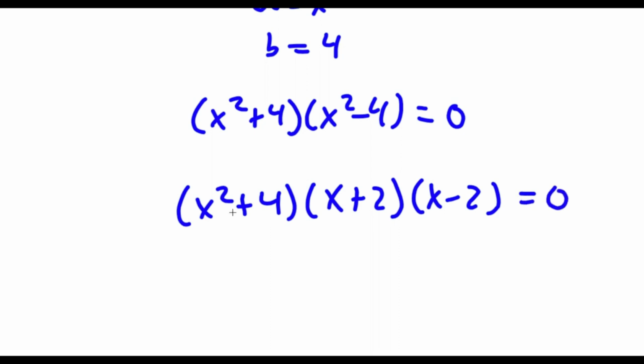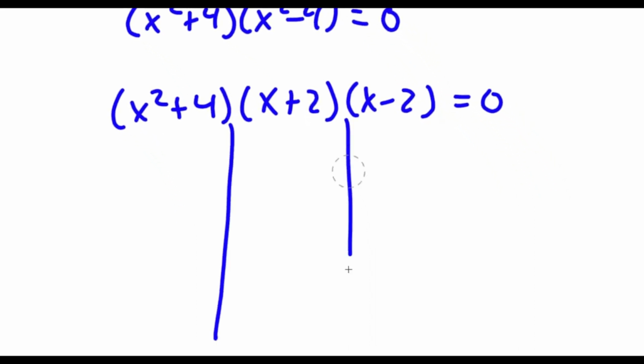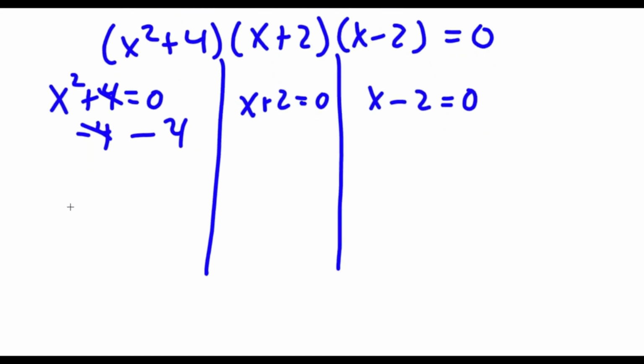So now this is going to give me three equations. I have x squared plus 4 is equal to 0, x plus 2 is equal to 0, and x minus 2 is equal to 0. So first off, for x squared plus 4 equals 0, I'm going to first start by subtracting 4 on both sides. So now these two cancel out, and now I'm left with x squared is equal to negative 4.